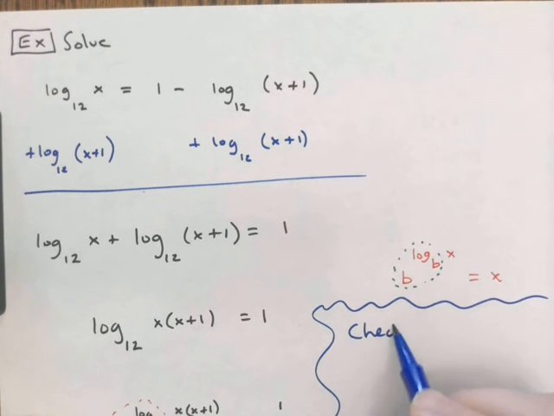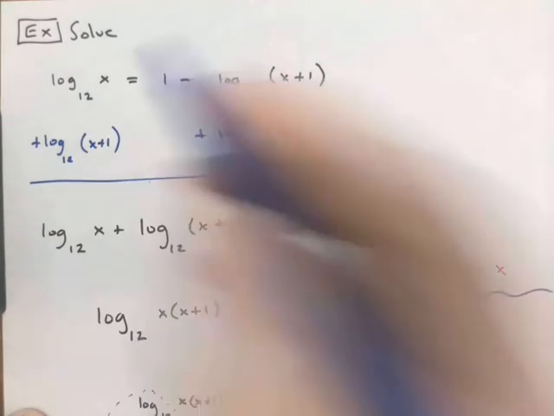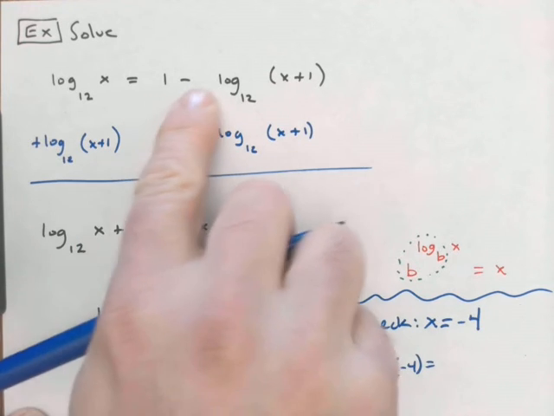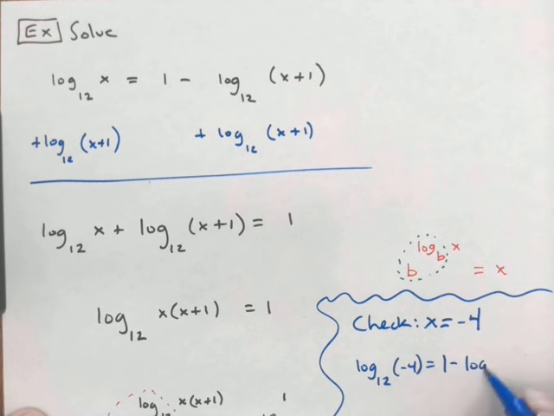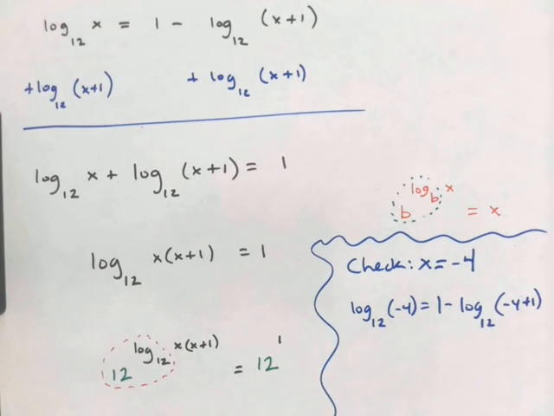So I'm going to check and see if x really is equal to -4 for this problem. I had log base 12 of x, so that's going to be log base 12 of -4. That's equal to 1 minus log base 12 of -4 plus 1. And I want to see if that does check out or not. I already can see it's not going to check out because we can only do logs of positive numbers. We can't do log of 0 or a negative.